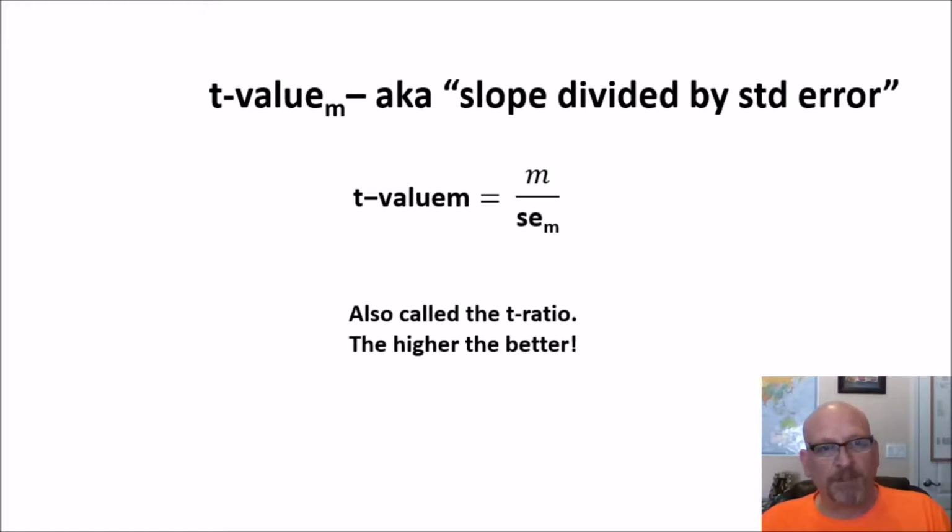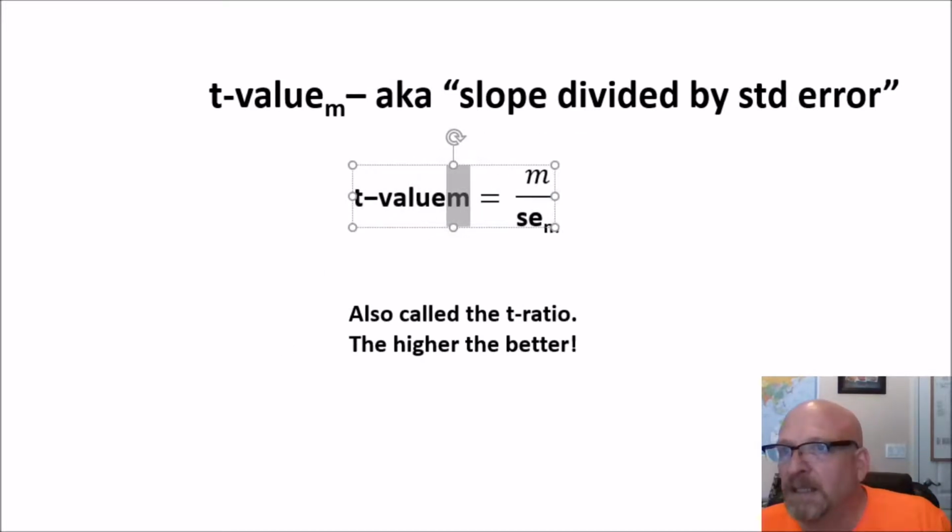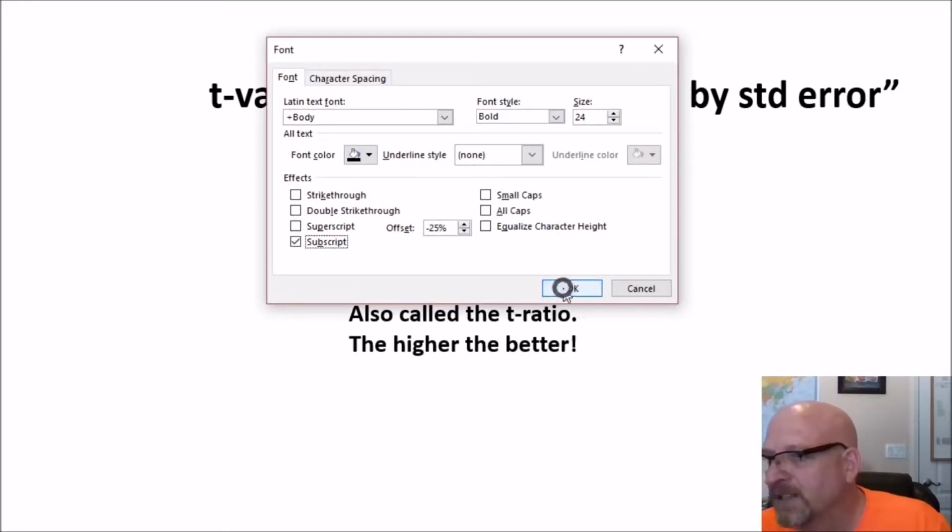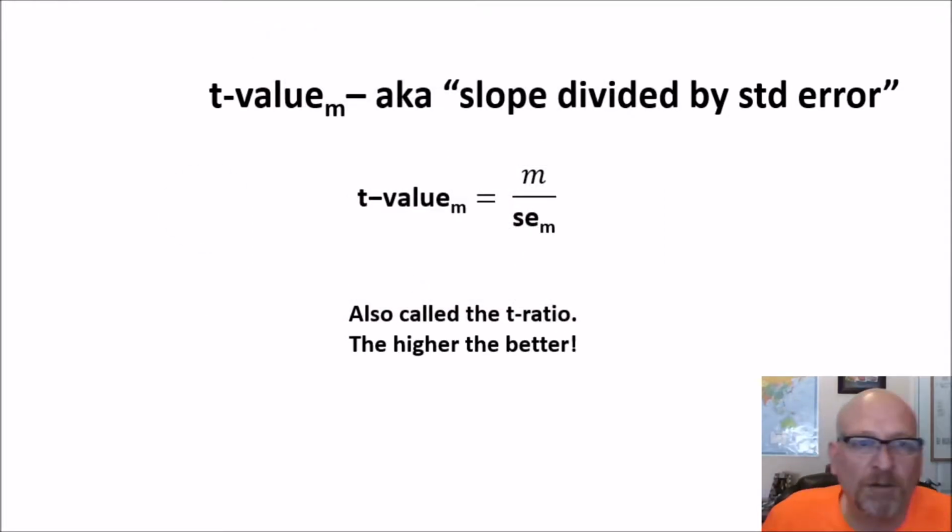This needs to be subscripted. I apologize, we're fixing this in real time. Bingo. So the t-value of the slope is equal to the slope divided by the standard error of the slope. It's also called the t-ratio, and for this, the higher the better. Think about it: if the standard error, or the standard deviation, is very low, that makes the t-value higher. And so the higher the better.